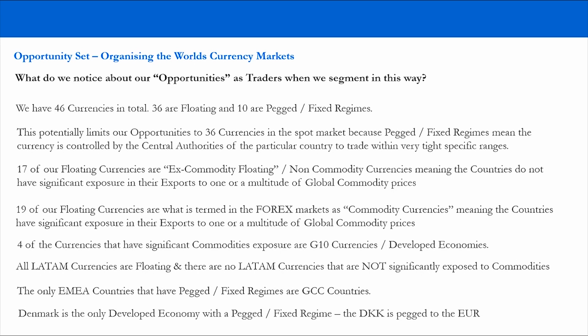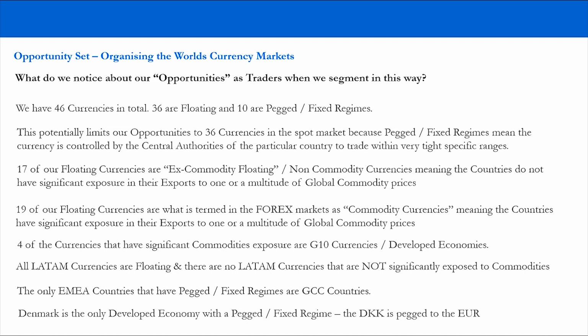So we've got 46 currencies in total. 36 of them are floating, and 10 of them are pegged or fixed regimes. So this potentially limits our opportunities to 36 currencies in the market, because the pegged or fixed regimes mean that the currency value is controlled by the central authorities within very tight specific ranges. What do we mean by that?